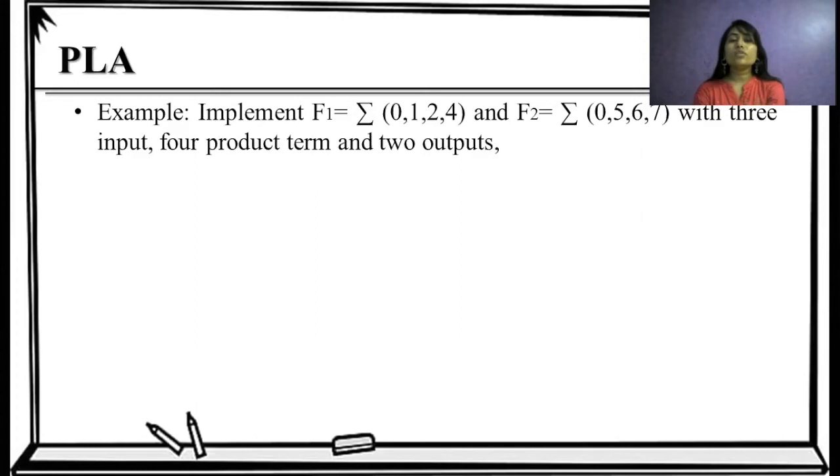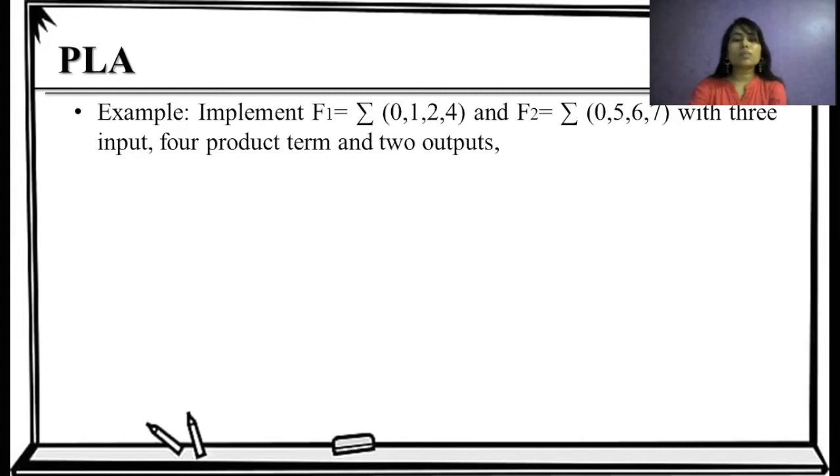So here we have to use only 4 AND gates, and here we can produce this logical function using only 4 product terms for both F1 and F2 and 2 outputs. Here we have 2 outputs, F1 and F2. Now to produce this logical function using PLA, first make an equation for F1 and F2.